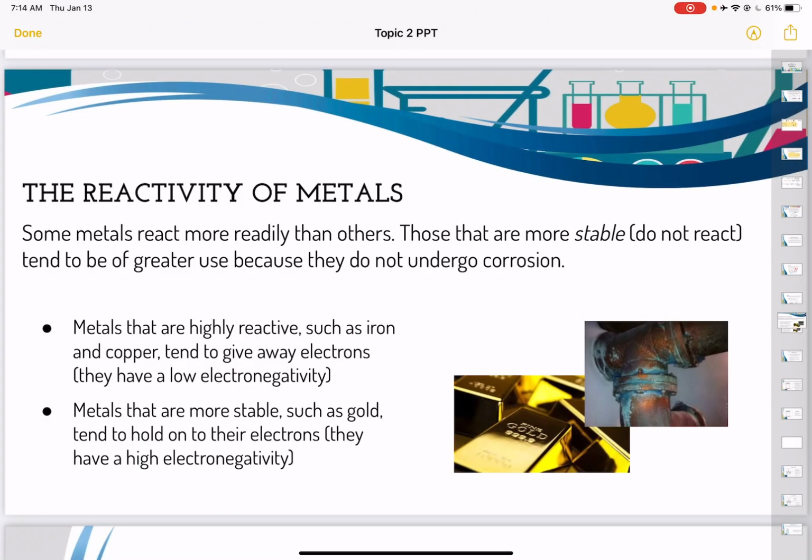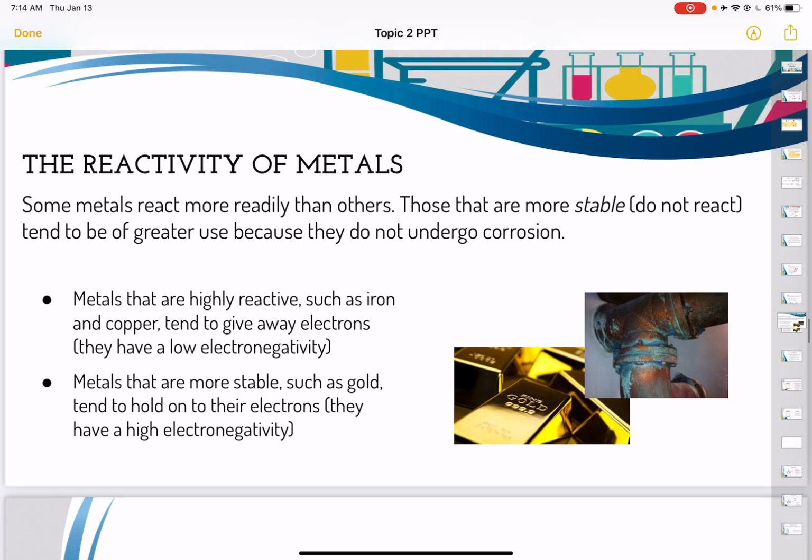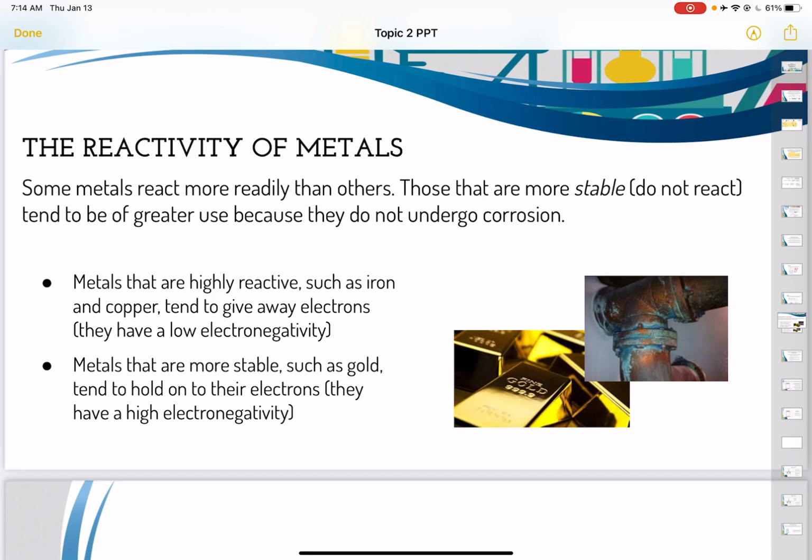All right, this is continuing on topic 2 of chemistry for Science 20, and this is on the reactivity of metals. So it says the reactivity of metals: some metals react more readily than others.